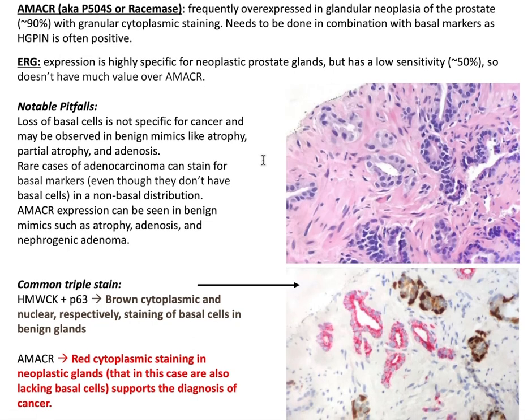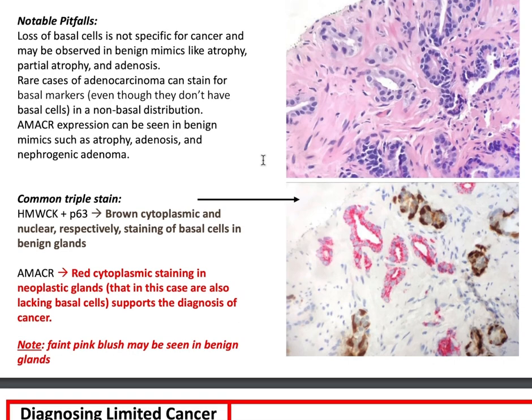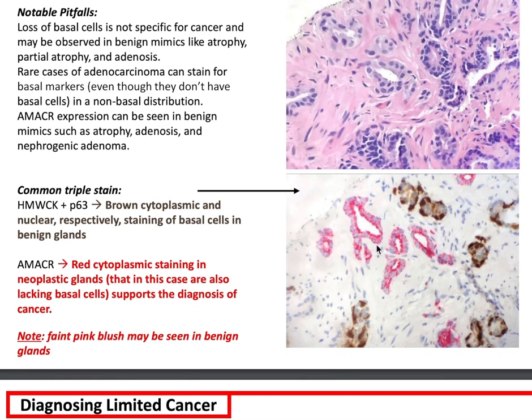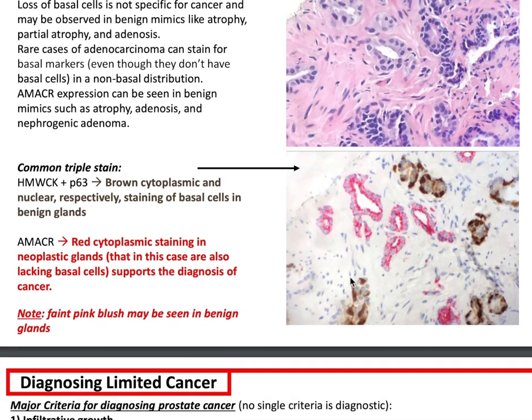And AMACR expression can be seen in benign mimics such as atrophy, adenosis, and nephrogenic adenoma. So a common triple stain, one we use at our institution too, is high molecular weight cytokeratin and P63. High molecular weight cytokeratin will stain the cytoplasm of the basal cells, and P63 will stain the nucleus of the basal cells. And AMACR will have this red cytoplasmic staining in the neoplastic glands, but not in the benign glands. So here we see cancer because there's AMACR staining and there's a loss of basal cells. Of note, you can see a faint pink blush sometimes in benign glands.